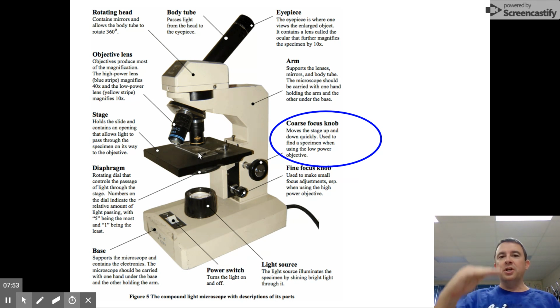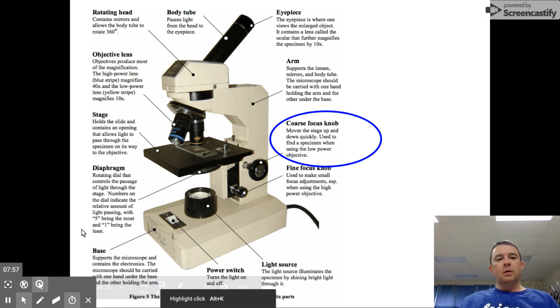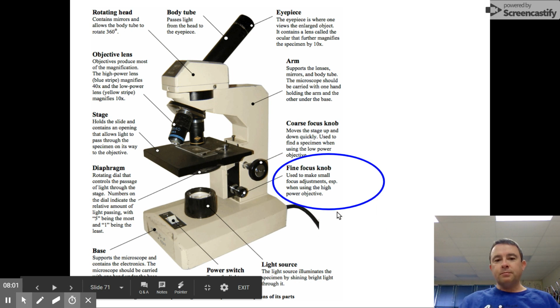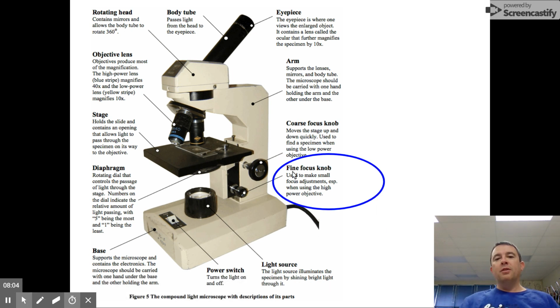Rotating that coarse adjustment knob will move that stage up and down, and that allows you to bring the image into focus. The smaller knob is called the fine focus knob or the fine adjustment, and it does just what it sounds like. It makes very, very tiny adjustments in the focus.